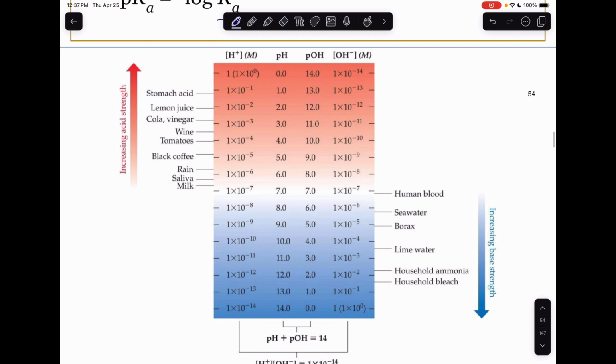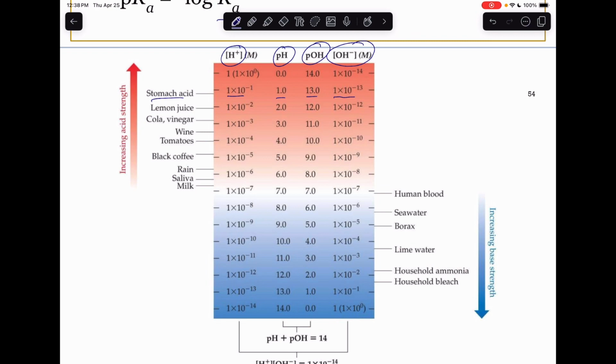So here's a nice chart showing the hydrogen ions, written as H+, the pH, the pOH, and the hydroxide of some solutions. On the left-hand side over here, we have some examples of acidic solutions. Stomach acid is very acidic with a concentration of 1 times 10 to the negative 1. That means its pH is 1. The hydroxide concentration is really low in stomach acid. It's only 1 times 10 to the negative 13. Therefore, the pOH is 13. The pH and pOH are inversely related to each other, and H plus and OH minus are inversely related to each other.